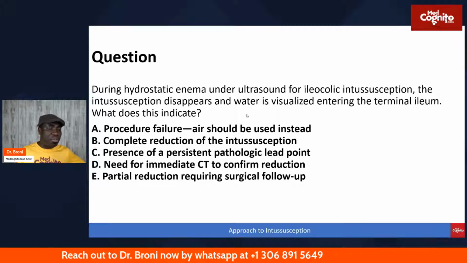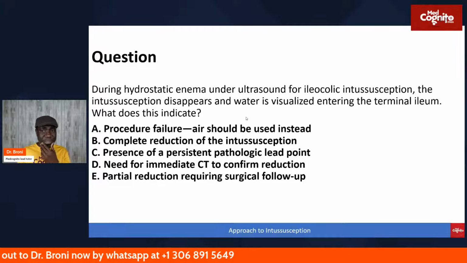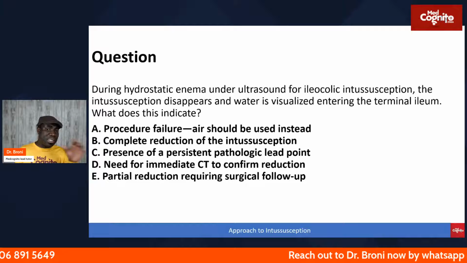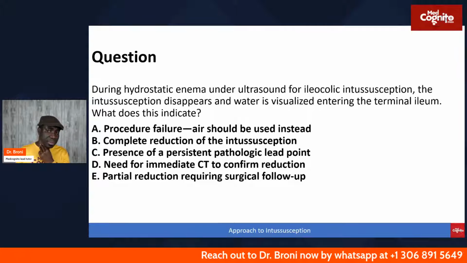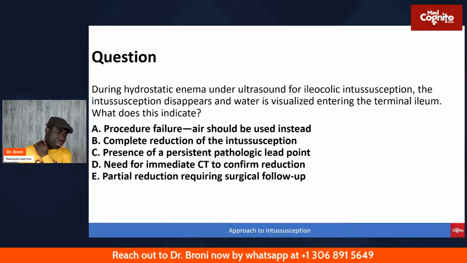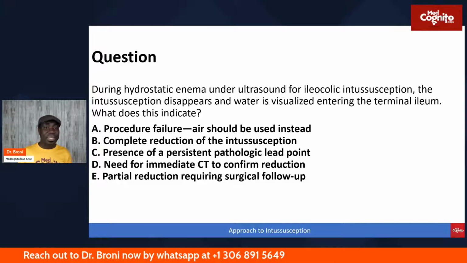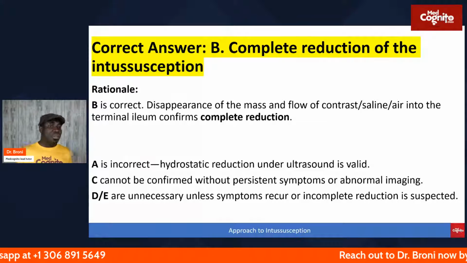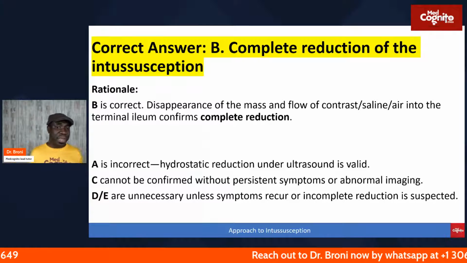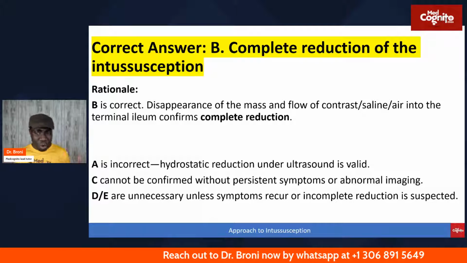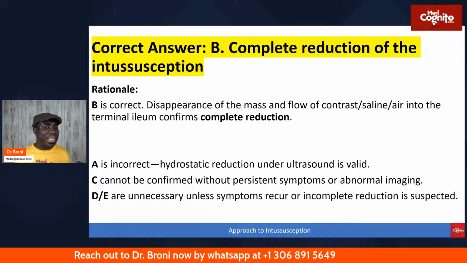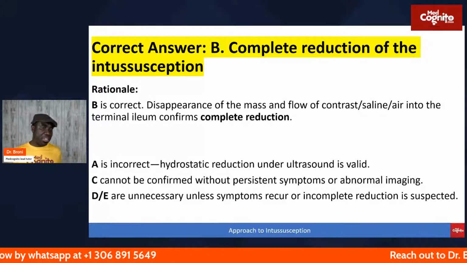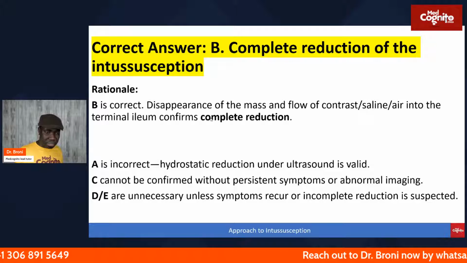What does it mean if you are doing an enema for intussusception and the intussusception disappears, but you see water entering the terminal ileum? What's the correct answer? The correct answer is B. It means there's complete reduction of the intussusception. So B is correct. And disappearance of the mass and flow of contrast, air or saline into the terminal ileum confirms that there is complete reduction. Complete reduction. Okay.